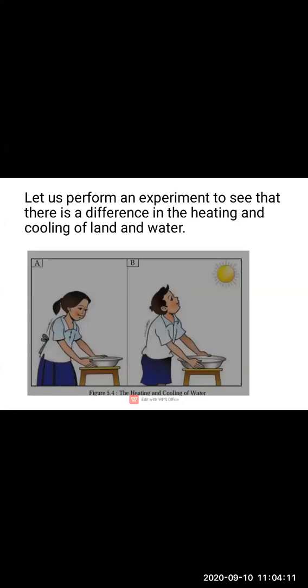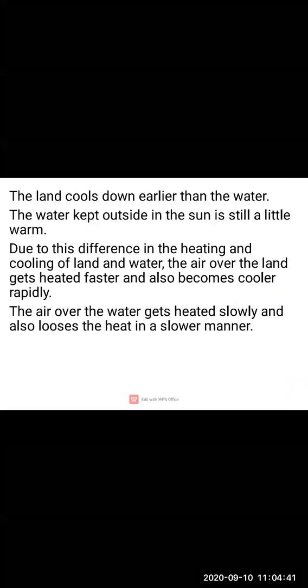In the afternoon we have done this, right? In the evening, what will happen, children? Outside, slowly the temperature of the land will start cooling, but still there will be a difference in the temperature of the house and that of the outside. So now, children, what happens here is, the land cools down earlier than the water.